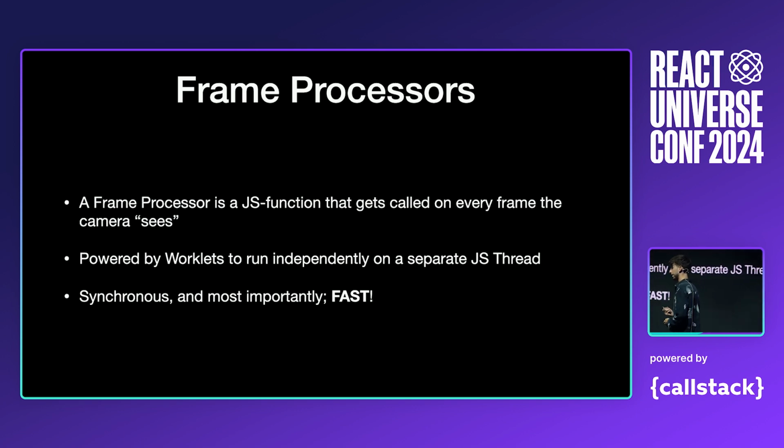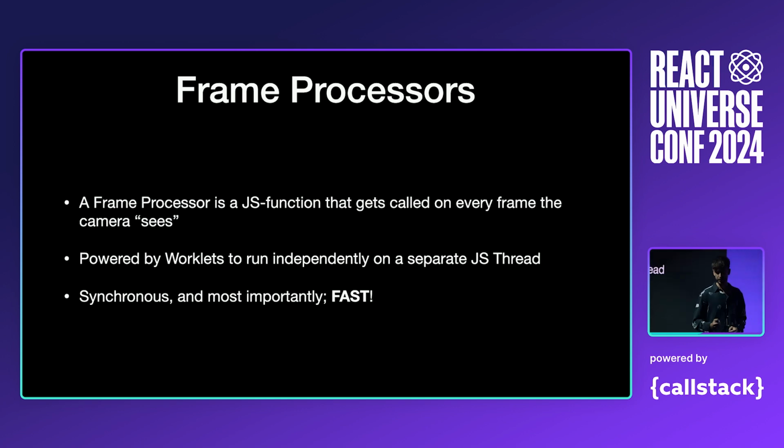Today, we're focusing on frame processors. I did a talk on frame processors before, but a few things have changed since then. Frame processors have matured, and there's a new feature. So a frame processor is, to put it quite simply, a function that gets called on every camera frame. So it is kind of like an event. On every frame the camera sees, you get a callback.